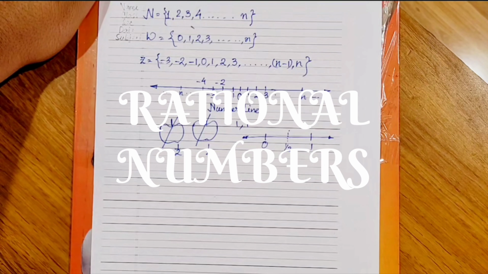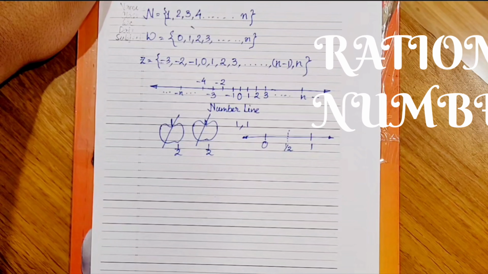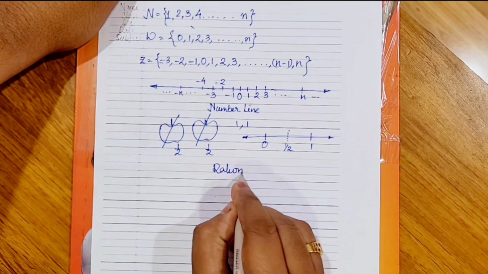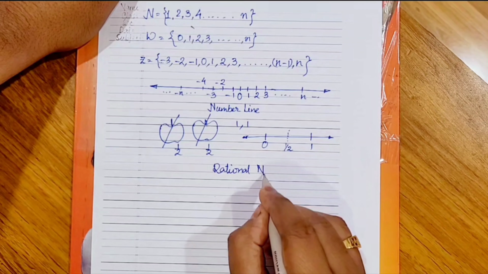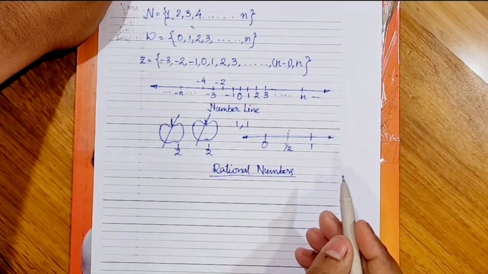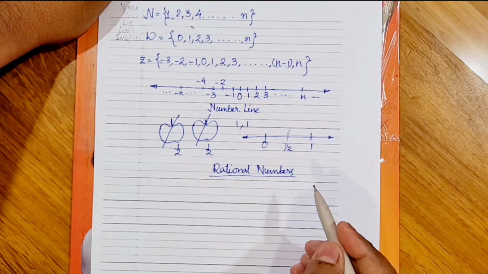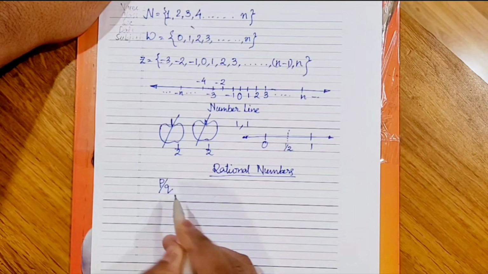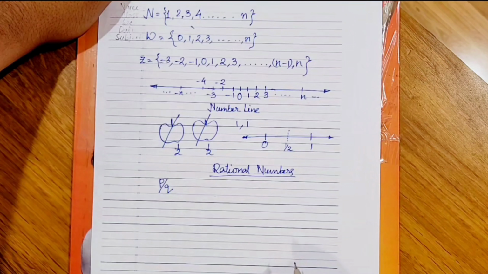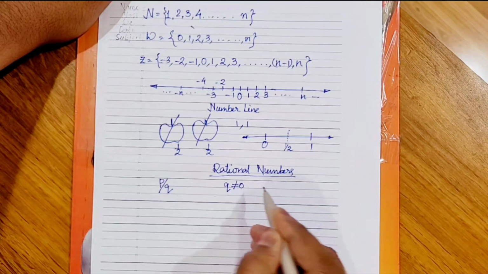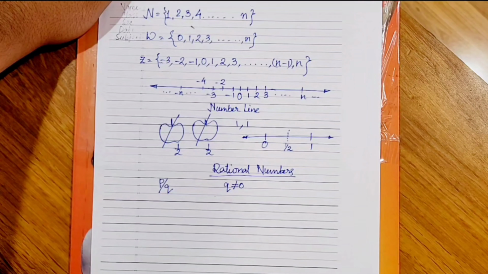Today, let us continue on the definition of rational numbers. So, rational numbers are, just let me give you the correct way of writing that down. So, rational numbers are any number that can be written in the form of P by Q, where P and Q both are integers and Q is a non-zero integer.